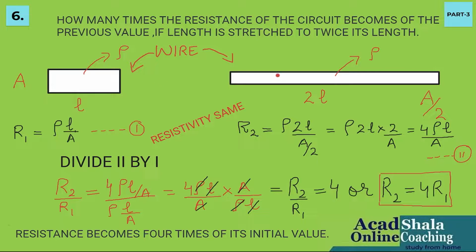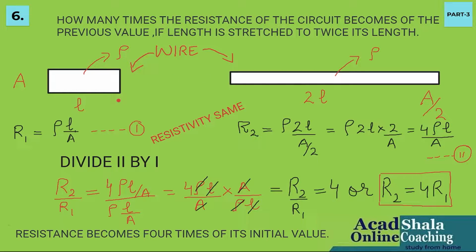So always remember, according to the language and demand of the numerical, it's better you make the diagram on your own and try to understand and match with the numerical. So I repeat that after stretching the wire, the length became from L to 2L. Resistivity remains the same because it is made up of the same material, and area became half after stretching the wire, that is A upon 2.